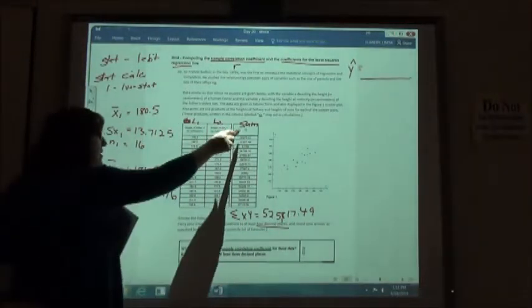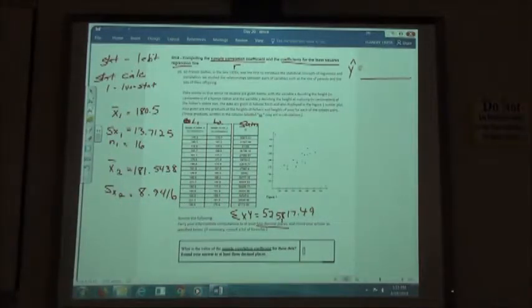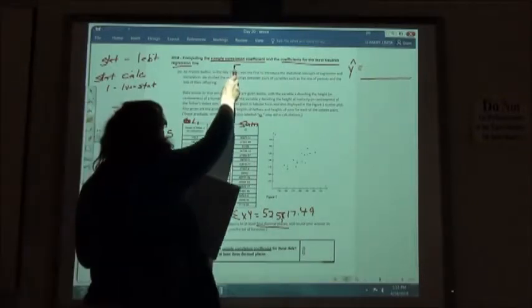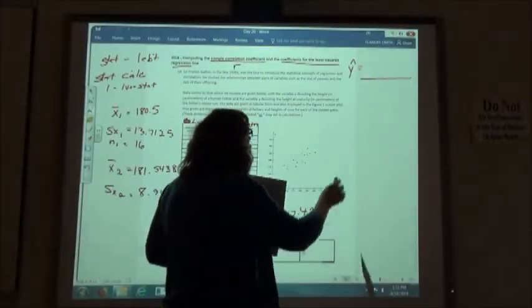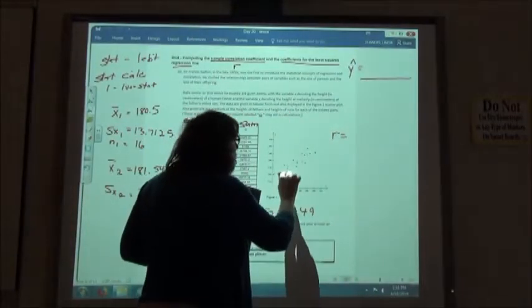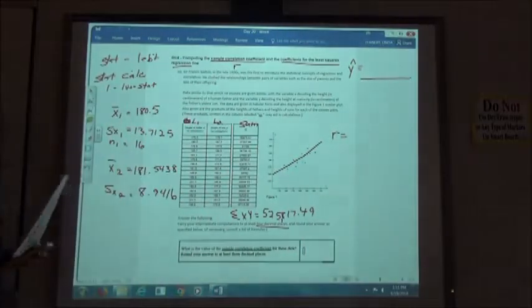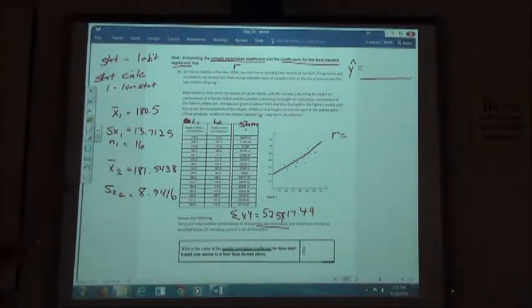So adding all the sum here gets the sum of that. So once I have that information, I can then use the formula to find what my R value, my sample correlation coefficient is. What this number stands for is when I do my line of best fit, how close is that data to my line?